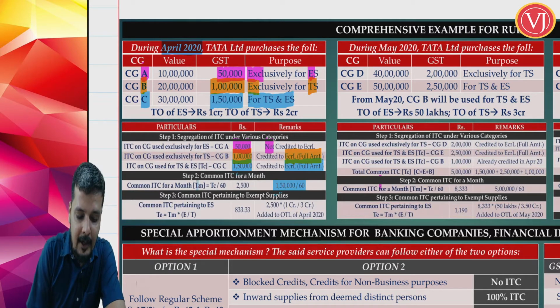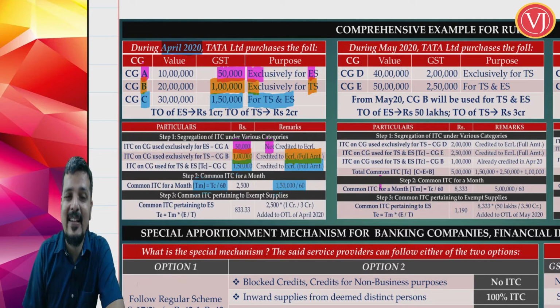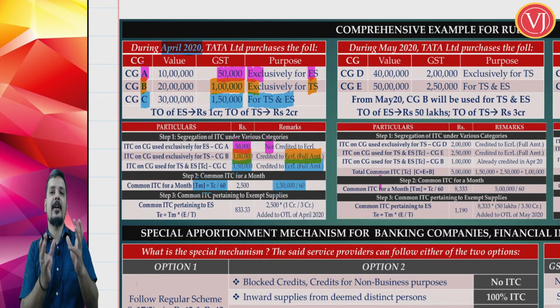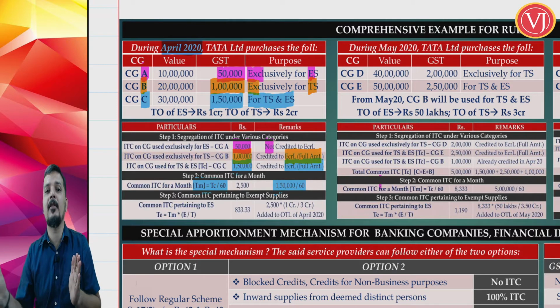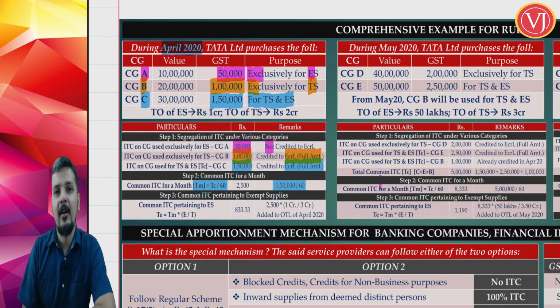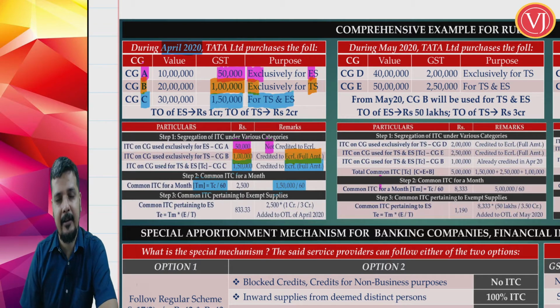You have to calculate the monthly reversal. Monthly reversal will be 1,50,000 divided by 60, because you are going to do that reversal for capital goods C not only in that month but for the next 59 months also. This month and the next 59 months.